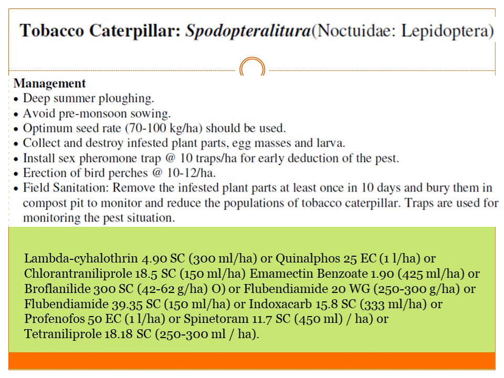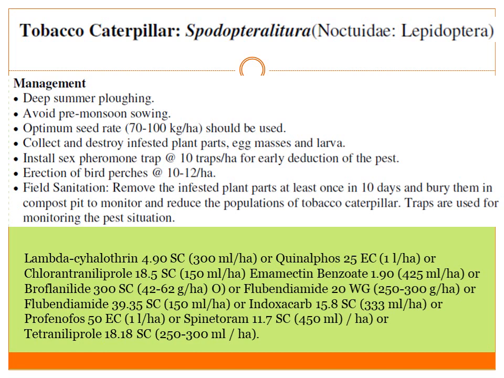For management, of course, again, deep summer plowing, avoid pre-monsoon sowing, optimum seed rate should be used, collect and destroy infested plant parts, install pheromone traps at 10 traps per hectare for early reduction of the pest. Then we can place bird perches also. And for field sanitation, remove the infested plant parts at least once in 10 days and bury them in a compost pit.